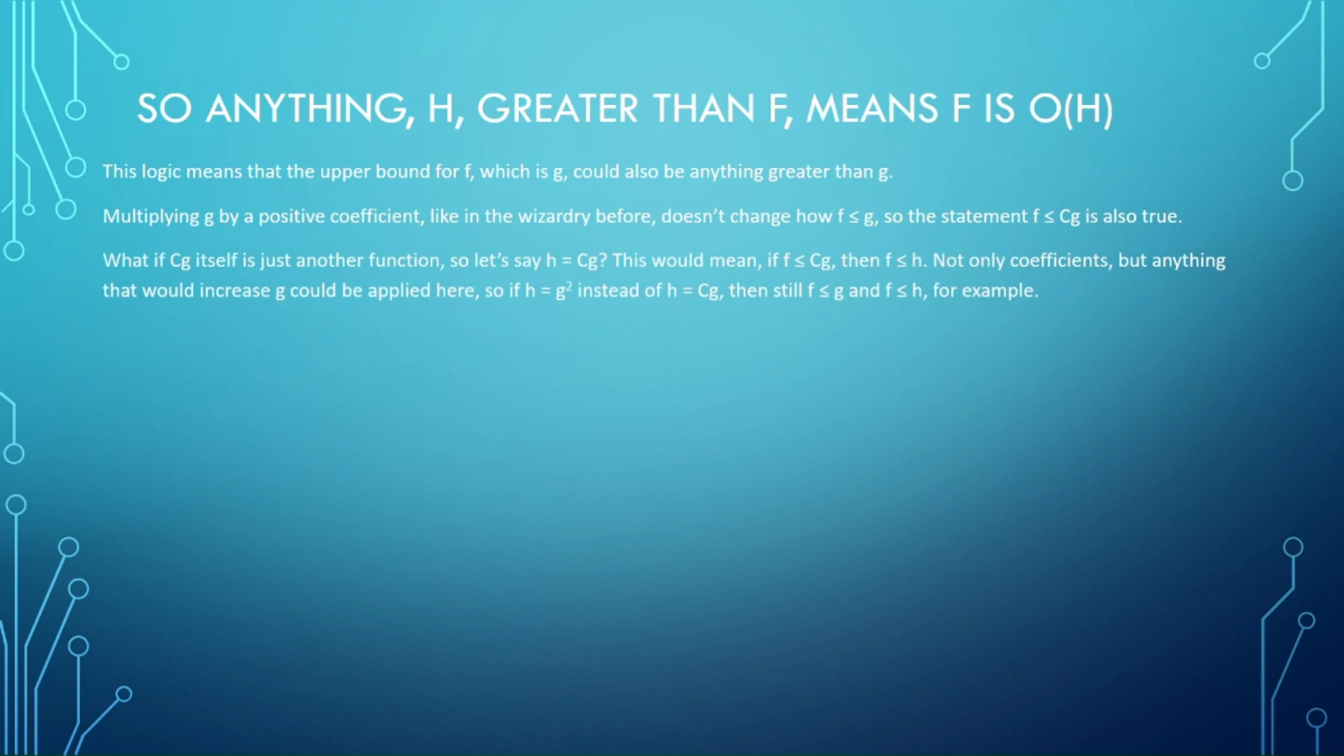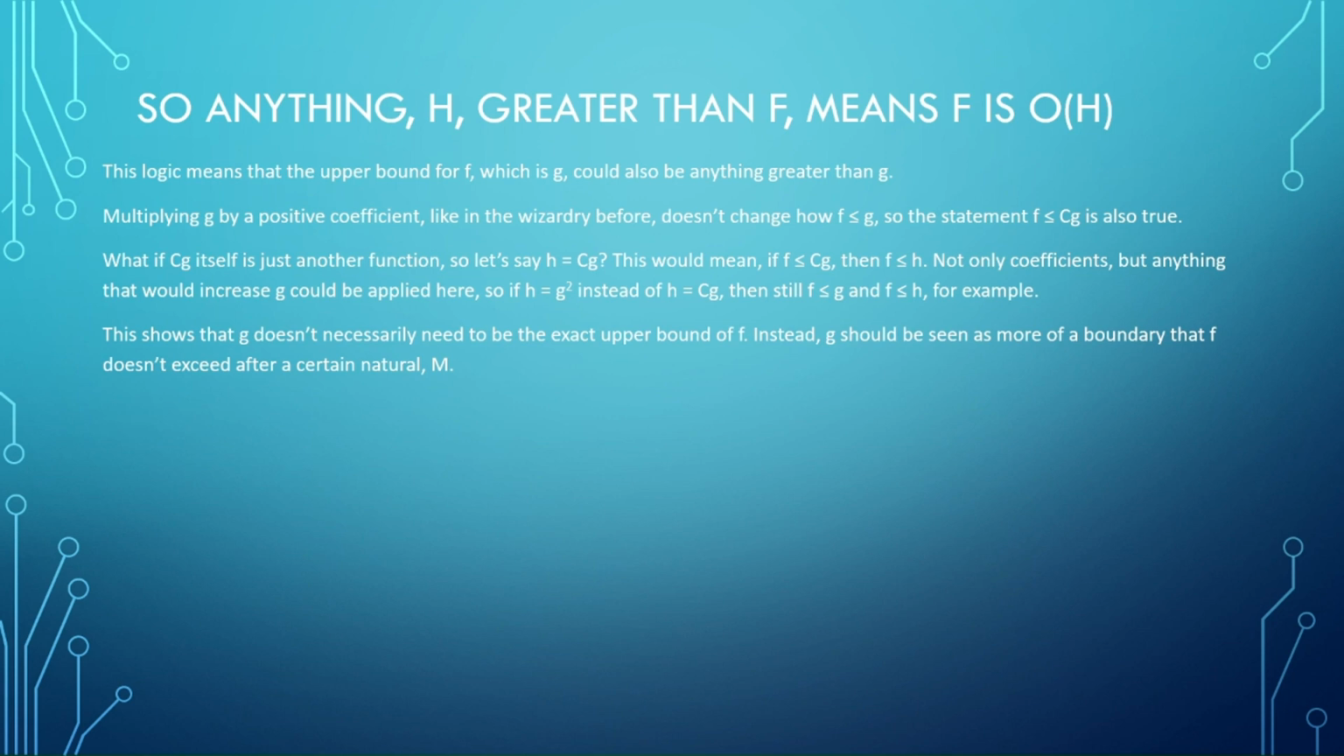What if cg itself is just another function? So let's say h is equal to cg, for example. This would mean if f is less than or equal to cg, then cg is just equal to h, so f is less than or equal to h, we can say. So not only coefficients, but all we're doing is making g larger by replacing it with h. So anything that could increase g could be applied here. So let's say if h is equal to g squared instead of c times g, then still f is less than or equal to g and f is less than or equal to h, for example.